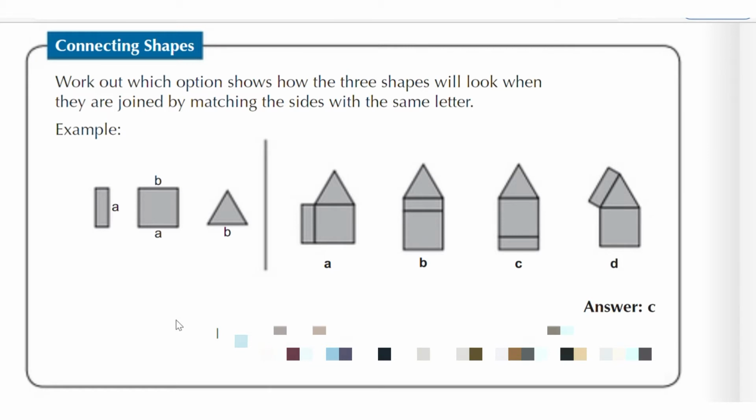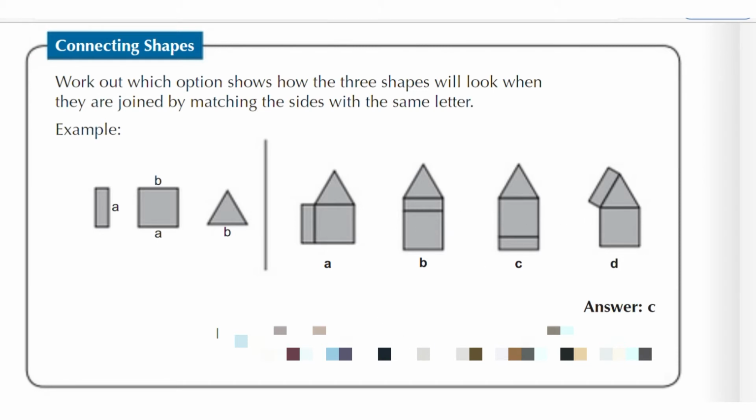Now connecting shapes. Work out which option shows how the 3 shapes will look when they are joined by matching the sides with the same letter. So where this is A, this is B, this is A, this is B, they're asking you if this side is A, put this side here, and put it here, and then put this B here, the base of the triangle, up there. What would it look like? That's the question.